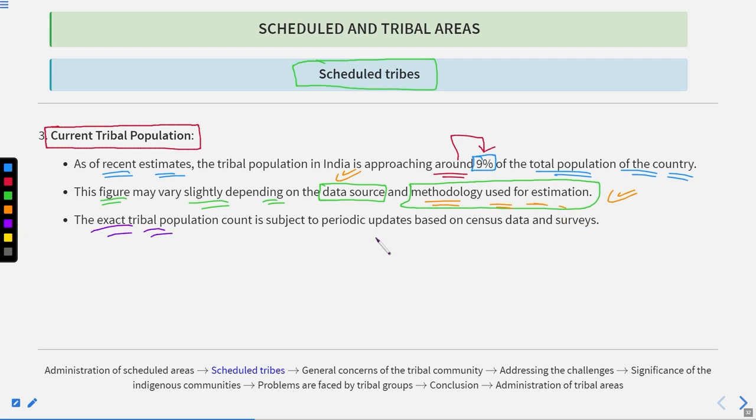The exact tribal population count is subject to periodic updates based on the census and the surveys. It means that if we want to keep a current and accurate record of the tribal population, that can only be ensured through periodic updates, through the census data and the surveys. These are the tools that give us periodic updates regarding the things. Got it? So that was the thing that I had explained.